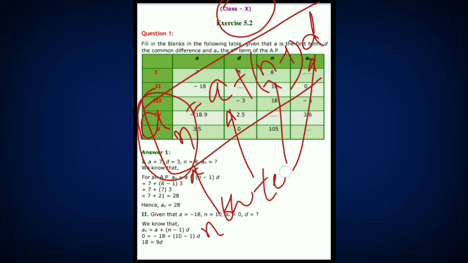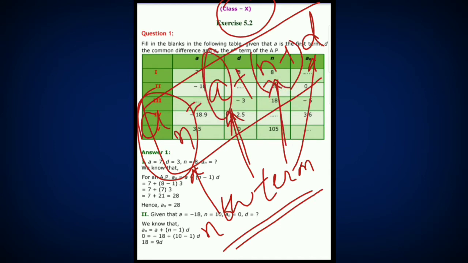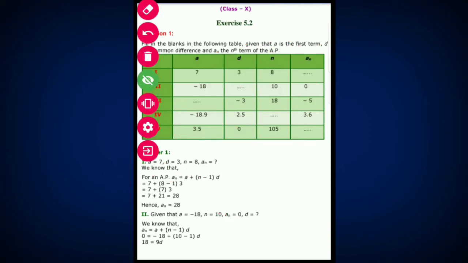AN means the nth term. A means the first term. N means the number of terms. D means the common difference. Okay, students? Now we will go to the exercise.